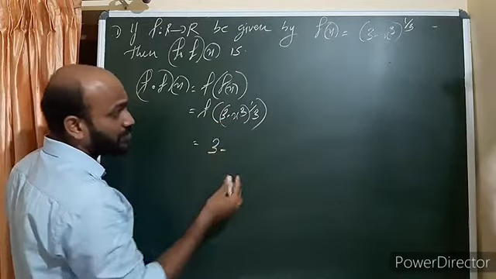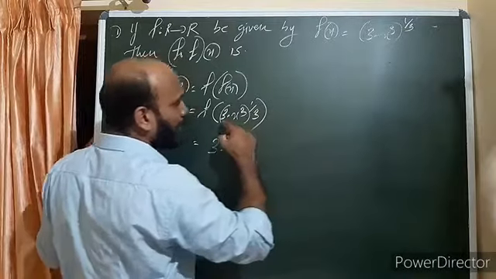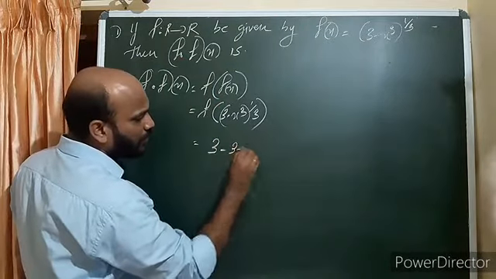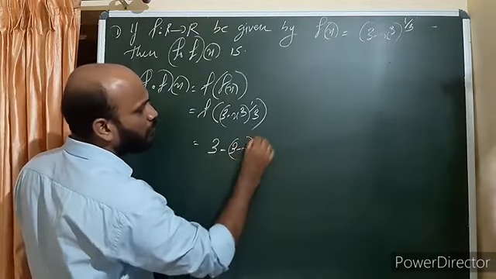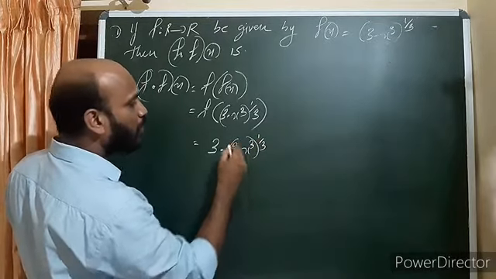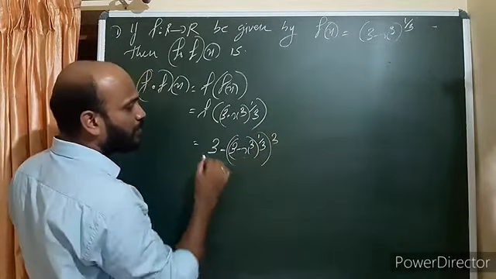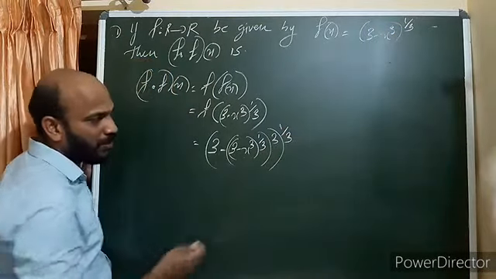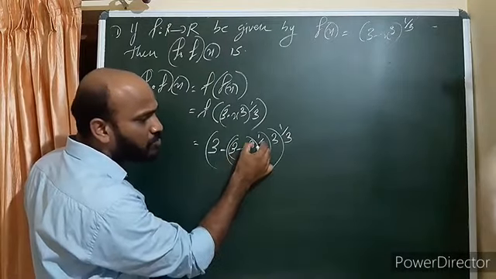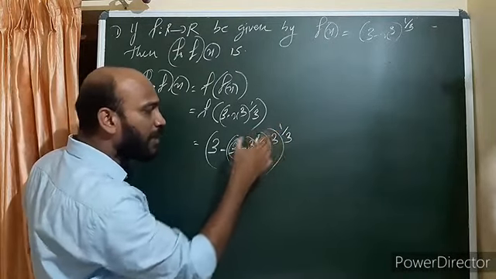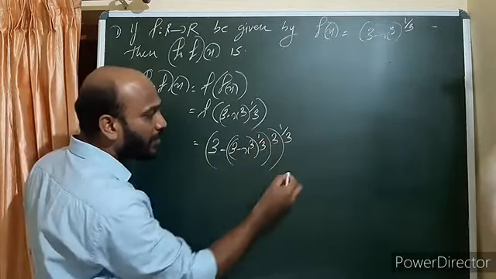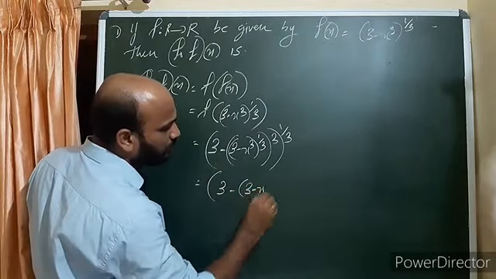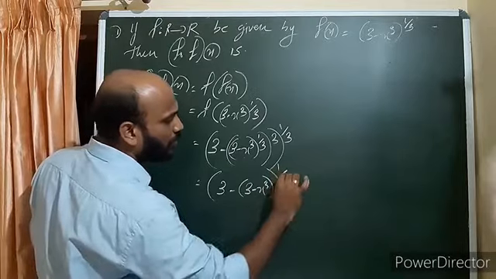3 minus, on the right hand side also you have to substitute (3 minus x cube) raised to 1 by 3 in place of x. So 3 minus x becomes 3 minus ((3 minus x cube) raised to 1 by 3), then whole cube is there, x cube, then the whole raised to 1 by 3. Now this one you have to simplify. Here you can use the formula (a raised to m) whole raised to n is a raised to m into n. So this 3 and 3 get cancelled. Remaining terms will be (3 minus (3 minus x cube)) whole raised to 1 by 3.